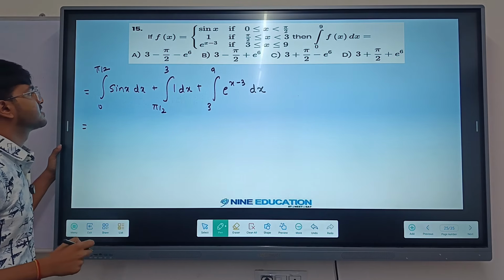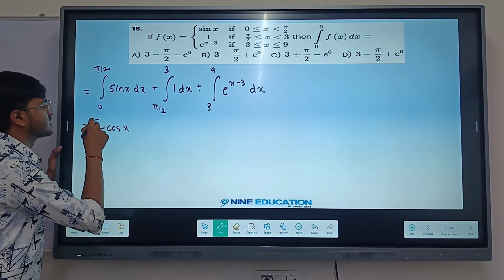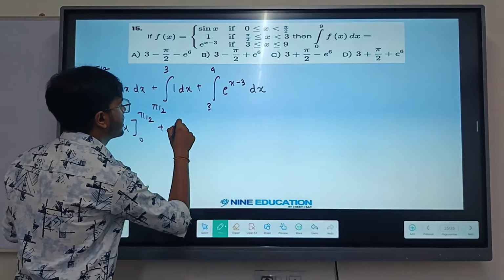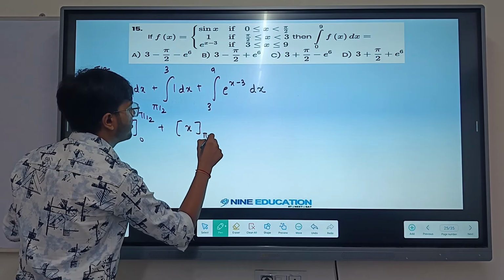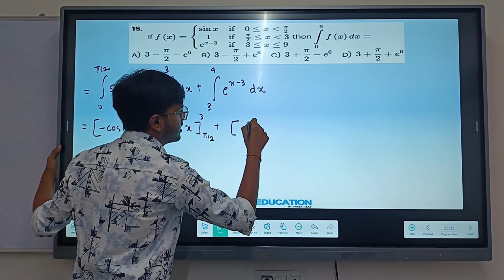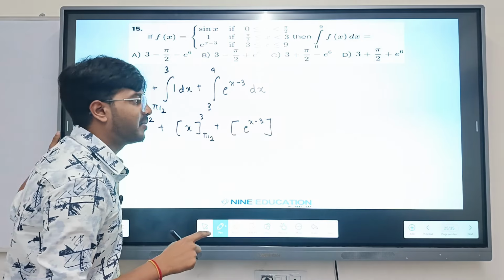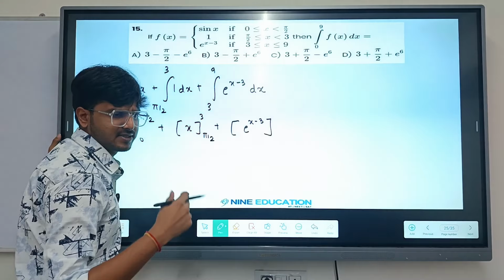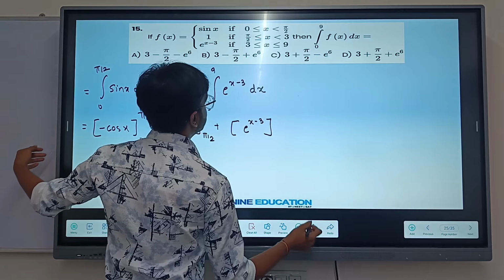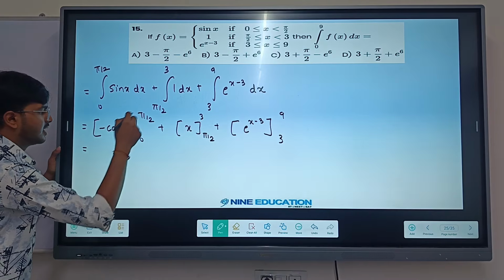So what is integration of sin x? Integration of sin x is minus cos x from 0 to pi by 2. Integration dx is x from pi by 2 to 3. And integration of e power x minus 3 is e power x minus 3. Integration of e power x is e power x, but we have e power x minus 3, so it will be e power x minus 3, from limits 3 to 9. So let's substitute the limits.